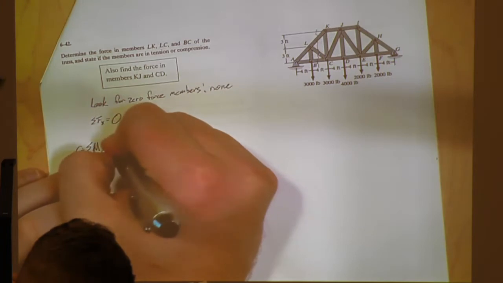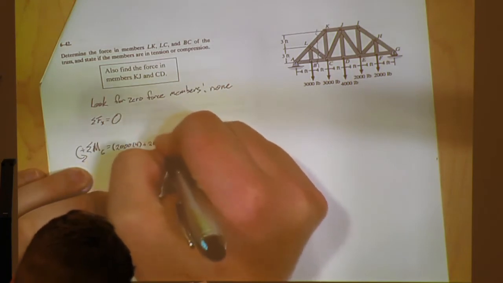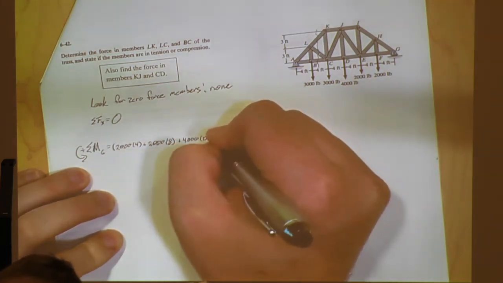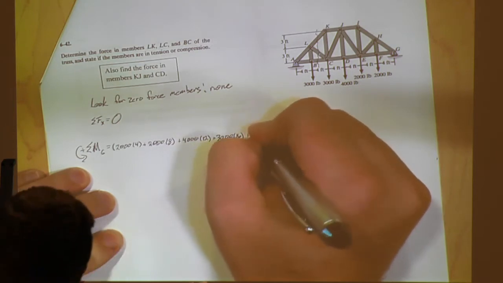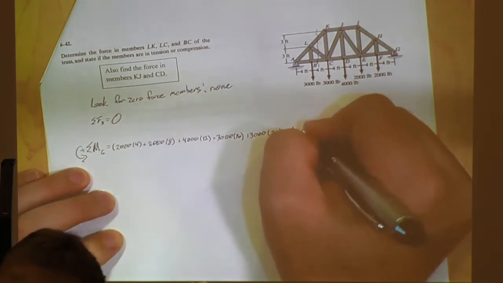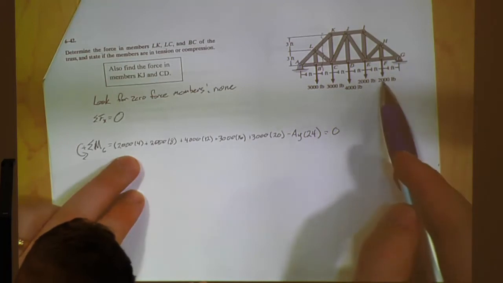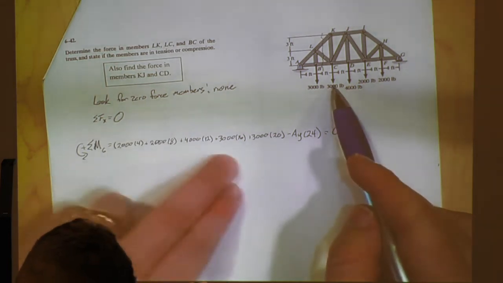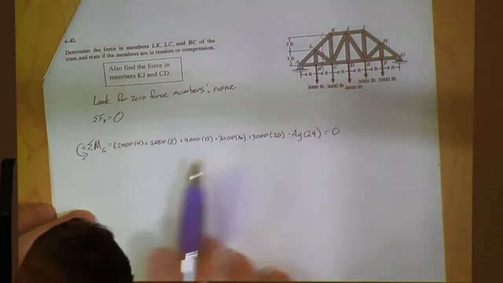All right, so this is a good size equation. 2004, 2008, 4012, 3000 at 16, 3000 at 20. And we have AY at 24. And that's our moment equation.